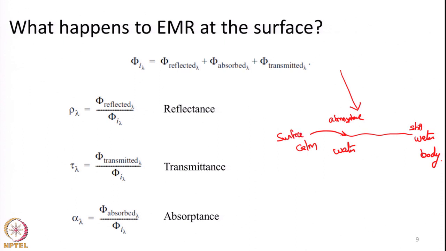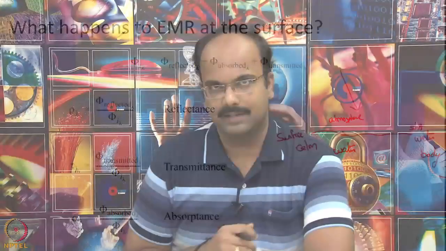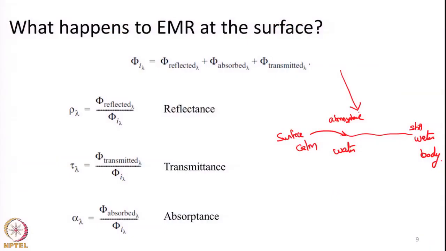So, we have seen in initial classes, when we dealt with the properties of EMR, that when electromagnetic radiation travels from one medium to another, when it comes across the surface of the second medium, a portion of EMR will be reflected back. That is what will happen as a first component. Solar radiation will come in, and some portion will be reflected back, and that amount will vary based on surface characteristics, as we will see in later classes. So, this is the reflected component, the first part.